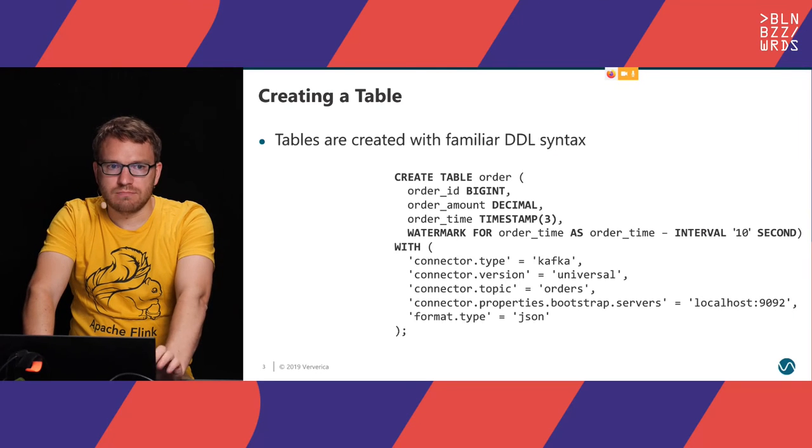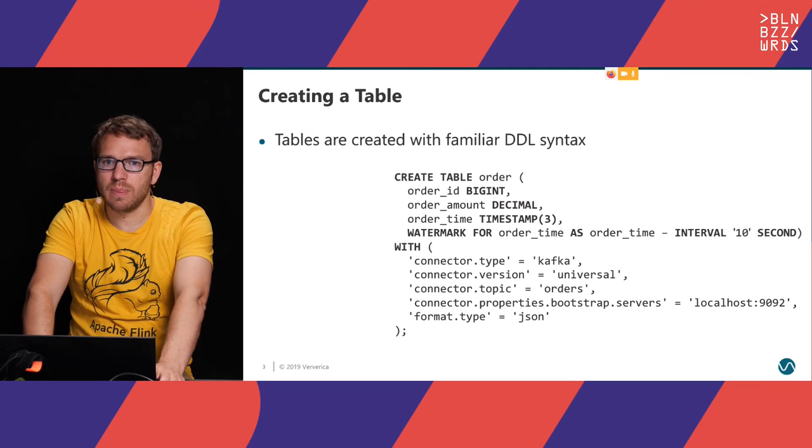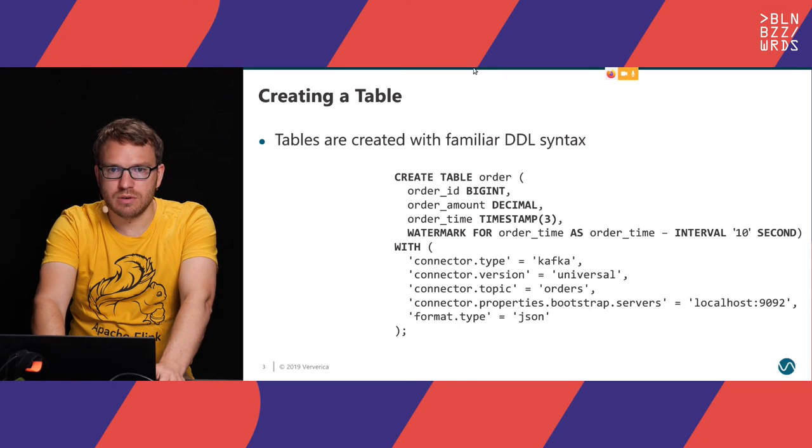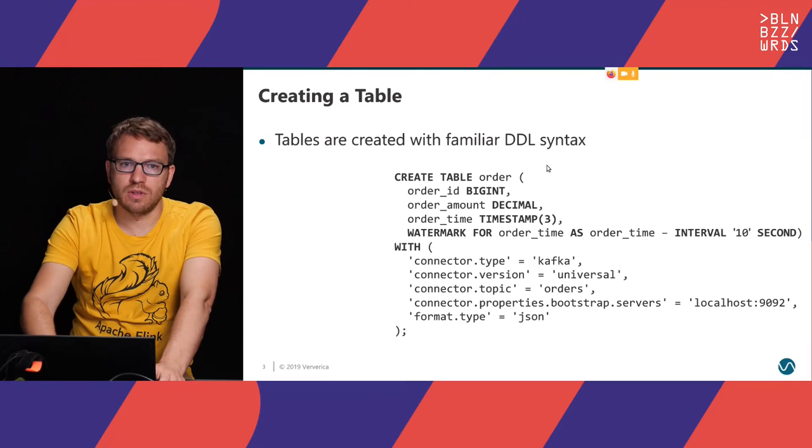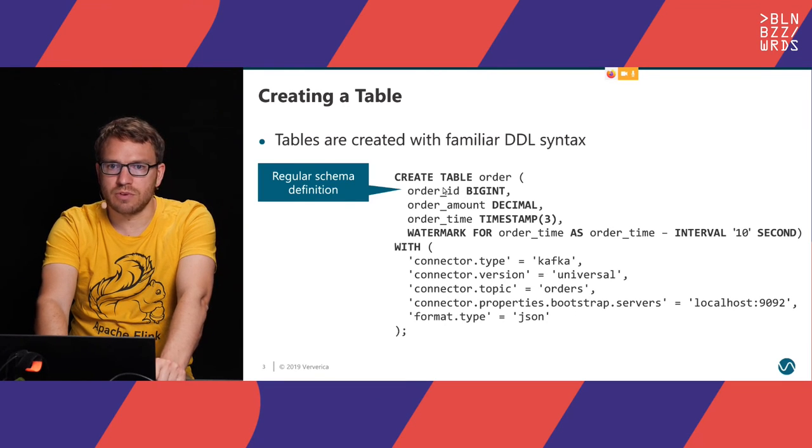So if you want to create a table now, you have to provide different types of information. First of all, the create table statement: the DDL syntax in the first part should look familiar to you. You say create table, give the table a name, for instance orders here, and then specify the schema of the table. This is just a regular schema definition. You can have an order ID of type BIGINT, an order amount of type DECIMAL (Flink supports all of the commonly used SQL types), and then something like order time that is of type TIMESTAMP.